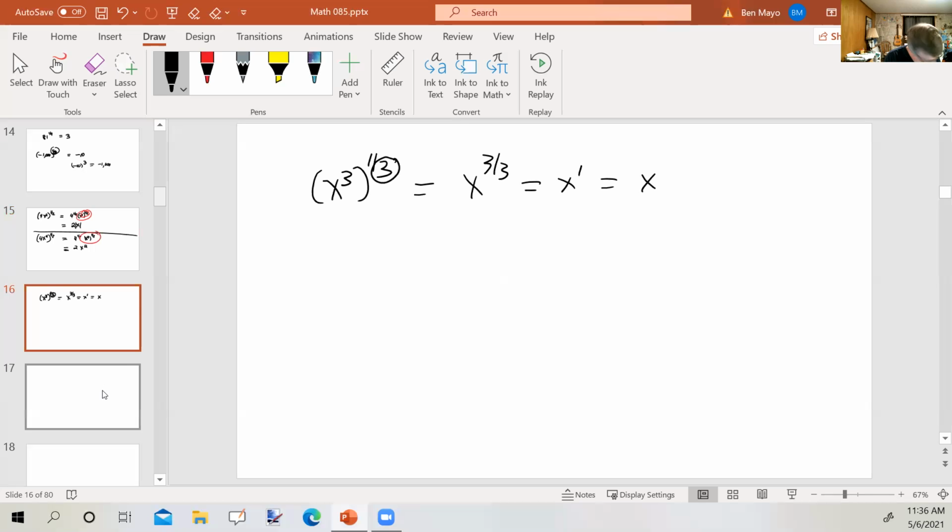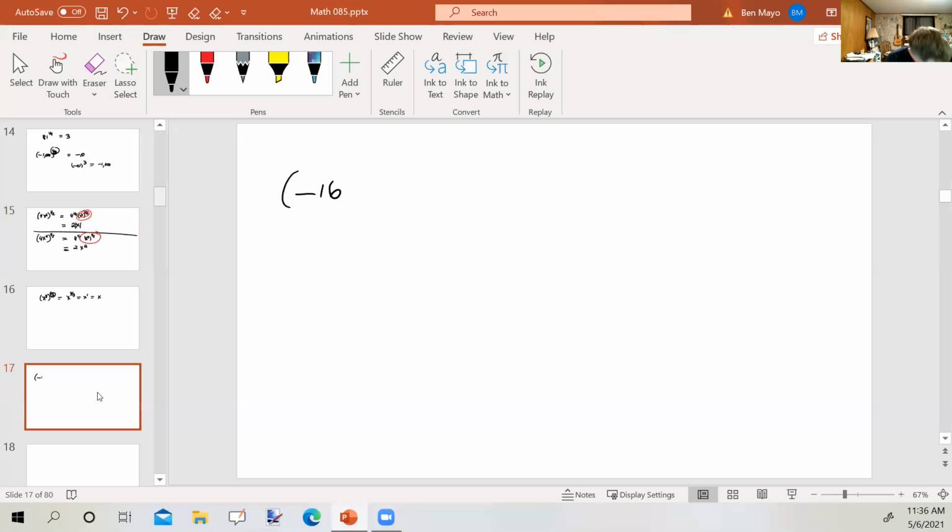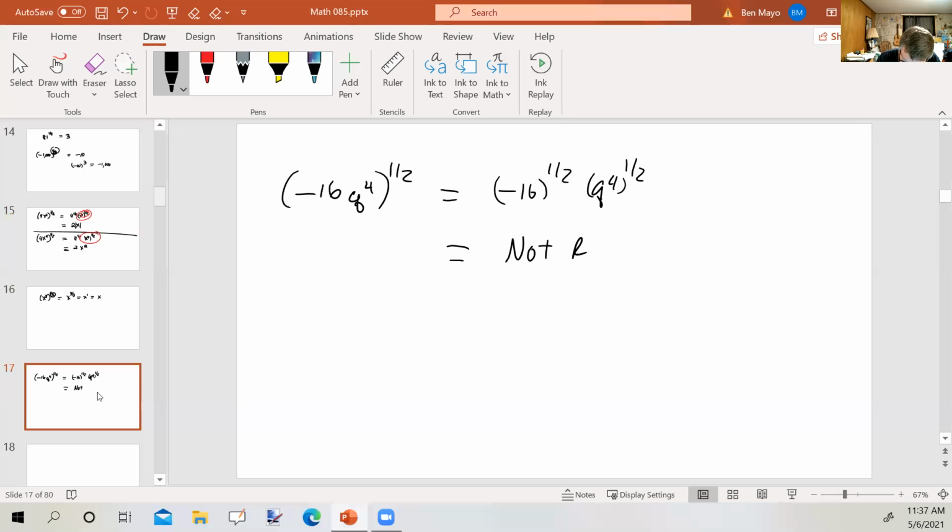Let's see, what about this situation? Negative 16 q to the 4th power, all raised to the 1/2 power. So again, I've got a product raised to a power, so I'll attach the outside exponent to each factor inside. Well, we're taking the square root of negative 16. We can't do that, so that's not real. This part would give us q squared, but since part of it's not real, the whole thing doesn't work.